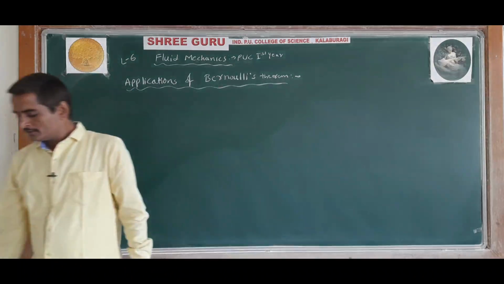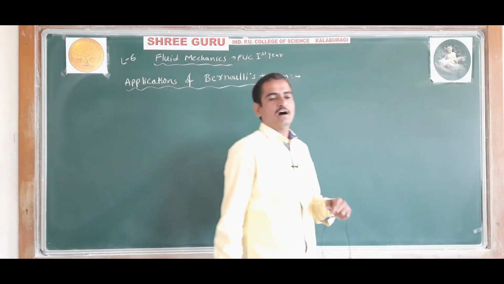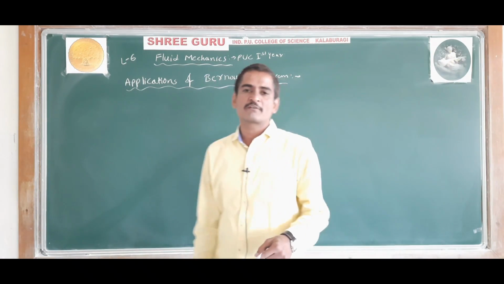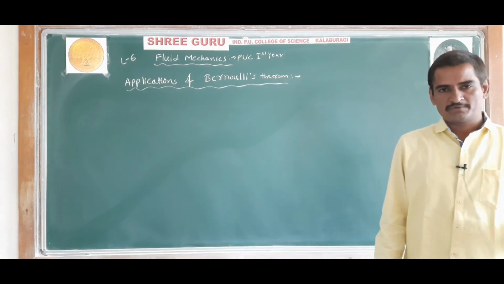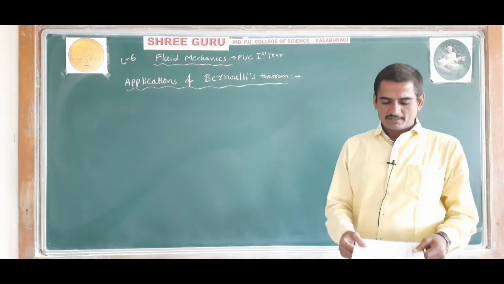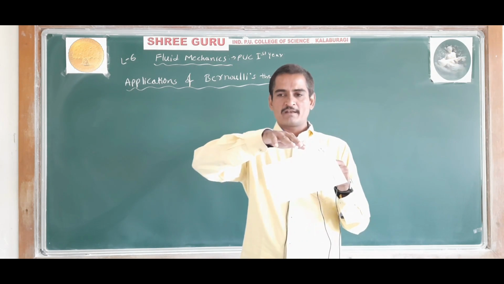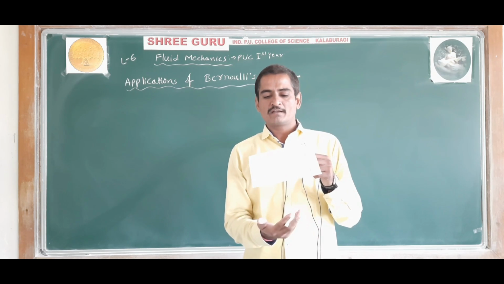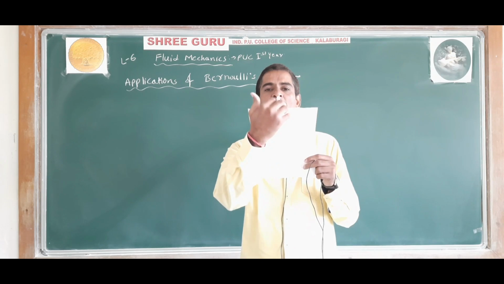Okay. So first one, if we blow the air on the surface of a sheet of paper, it is observed that the paper will rise up. This is a paper, I will hold this paper like this. So if we blow air above this sheet of paper, we observe that the sheet of paper will rise up.